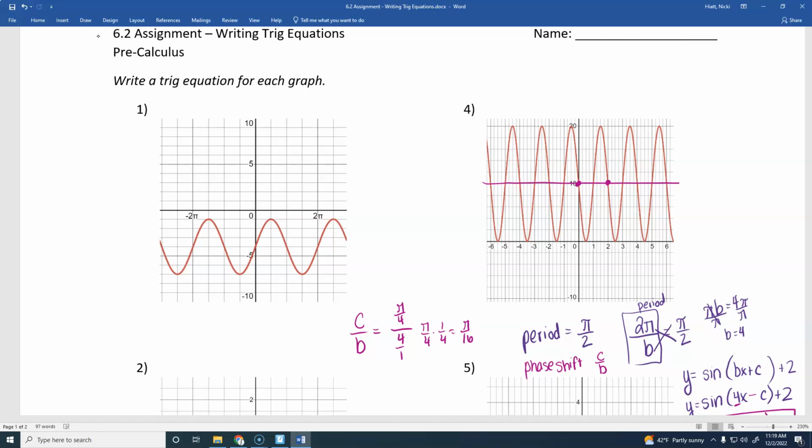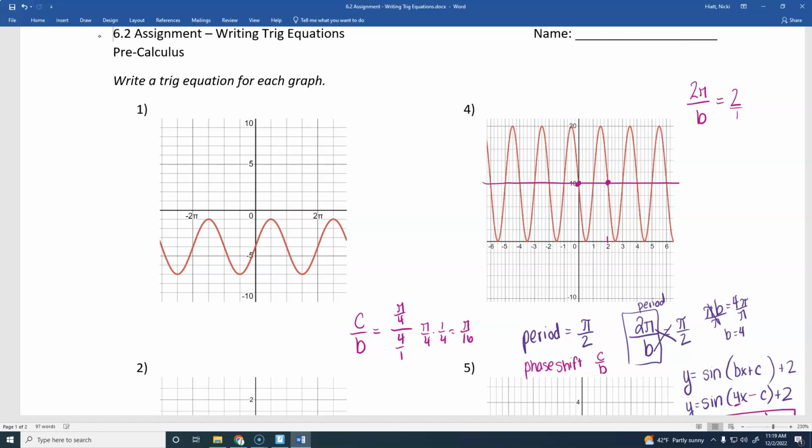Period would be 2, right? It starts repeating at 2. So your formula for period is 2 pi over b equals the period, right? So 2 pi over b should equal 2 in this case.